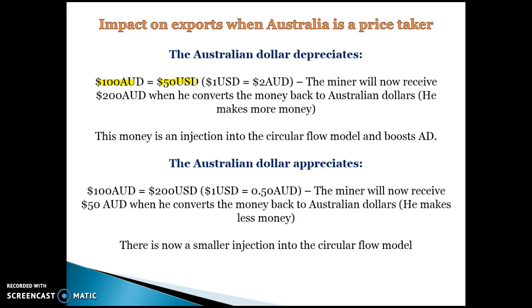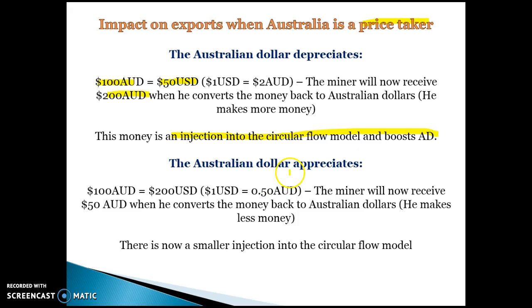So now when the miner receives his 100 US dollars, when he converts that back to Australian, he actually receives 200 Australian dollars because the American currency's got a lot more buying power in Australia. So for the Australian who's selling that and receiving 100 US dollars, he's now getting 200 Australian dollars when the Australian dollar is low. So when Australia is a price taker and the dollar depreciates, when we convert that money back to Australian, we now receive more money, and that adds to the level of injections in the circular flow and boosts aggregate demand.